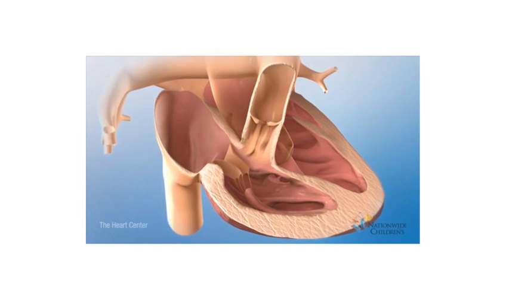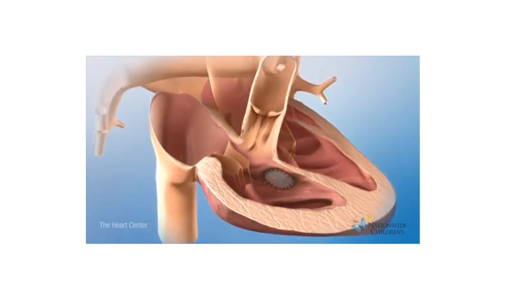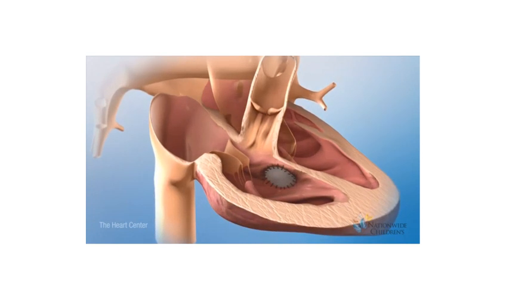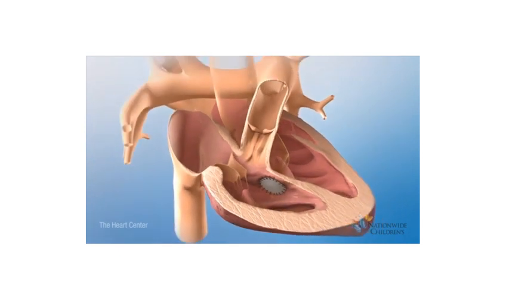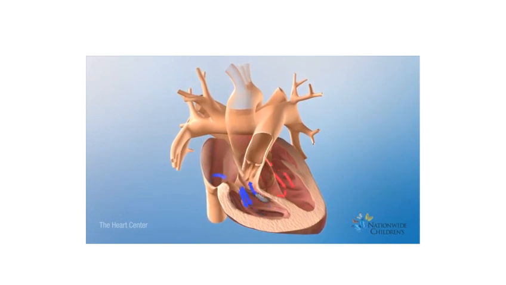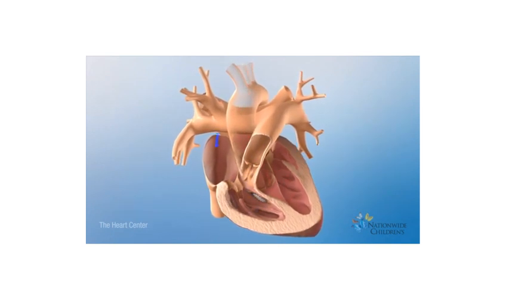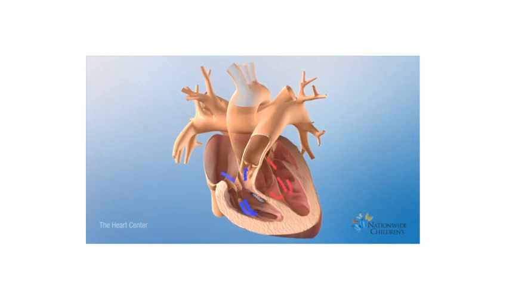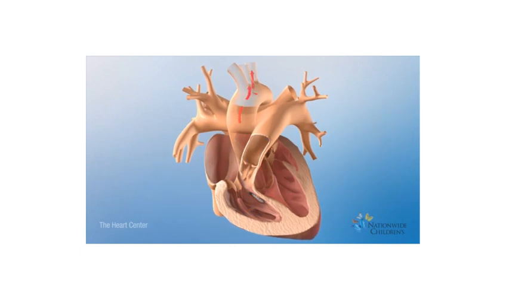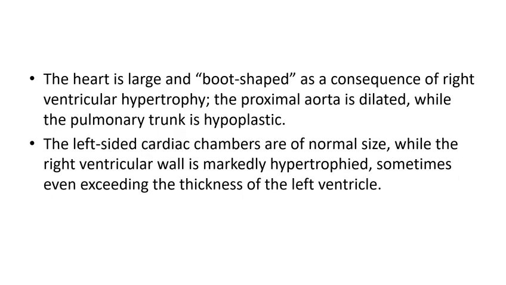To fix the ventricular septal defect, the surgeon will cover the hole with a patch. The patch prevents the mixing of oxygen-poor blood with oxygen-rich blood. As a result, only oxygen-rich blood flows out of the aorta to the body from the left ventricle. So this is about tetralogy of Fallot.